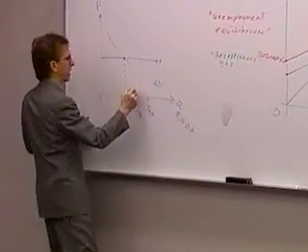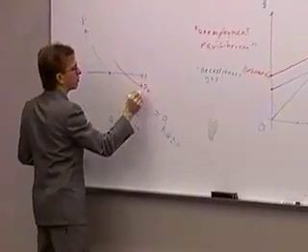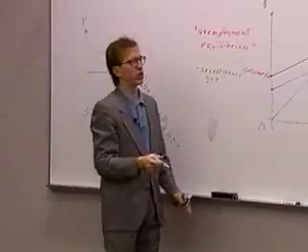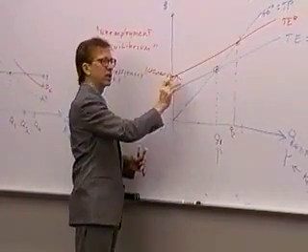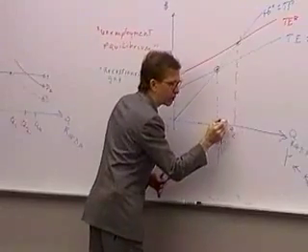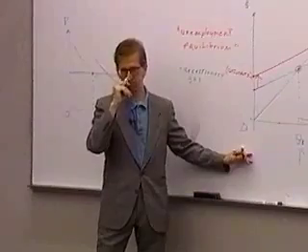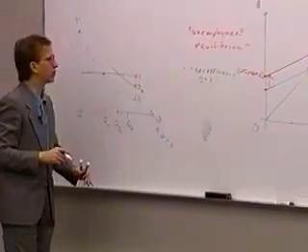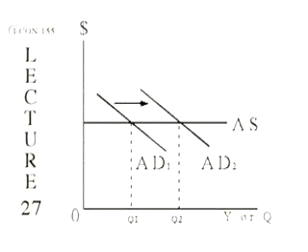All we're talking about is AD2. I'm saying this increase in total expenditures, which increases our equilibrium GDP in this diagram, corresponds to a rightward shift in the aggregate demand curve from AD, I didn't put a 1 there, but AD1 to AD2.